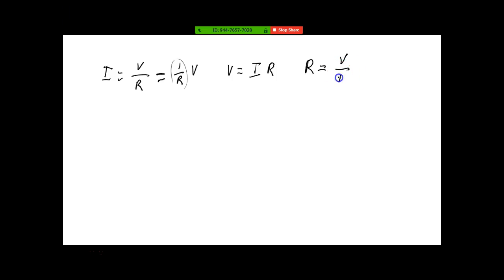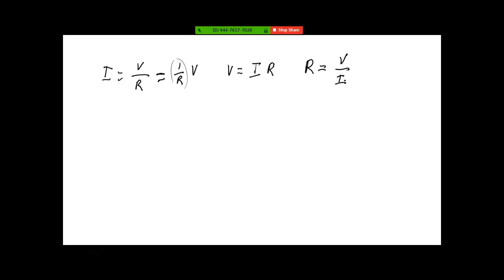Okay. V over I. So those are 3 different forms of Ohm's law. Current is equal to voltage over resistance. Voltage is equal to current times resistance. And resistance is equal to voltage divided by current. All 3 representations of Ohm's law. And they mention at least a couple of these in the text.